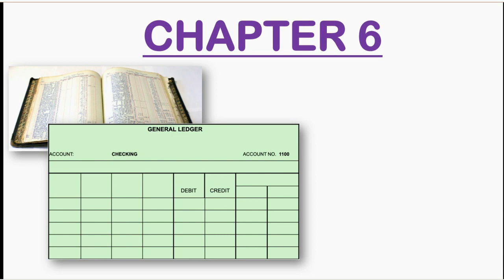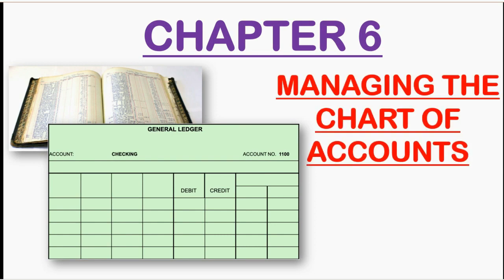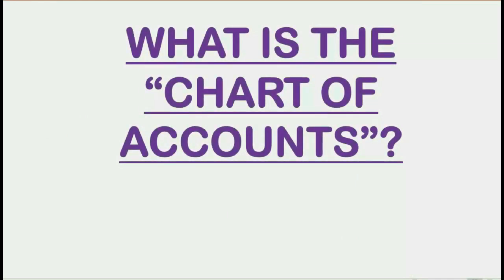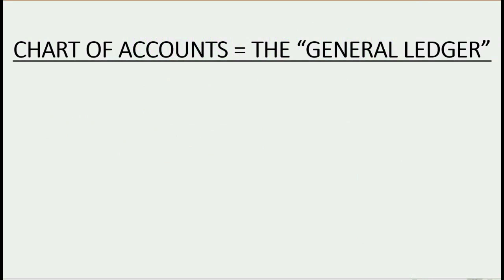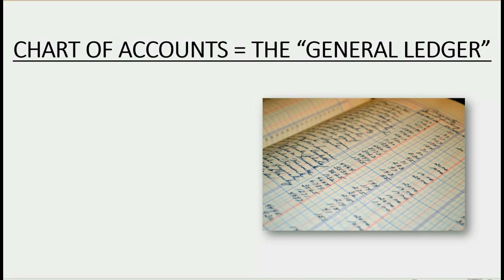Chapter 6. Managing the Chart of Accounts. Now you may well ask, what is the chart of accounts? Well, in the days before the computer, the chart of accounts was called the general ledger. And basically it was a book where each page in the book listed and recorded a separate category of the financial transactions of the company.